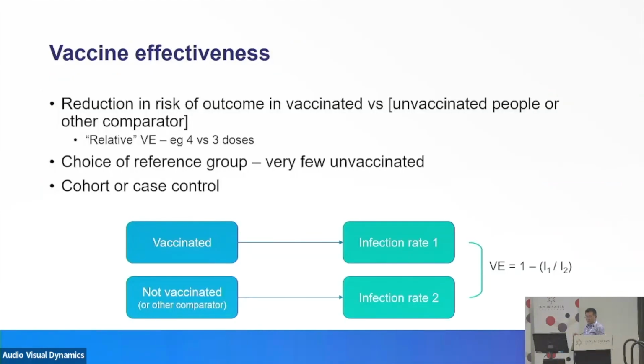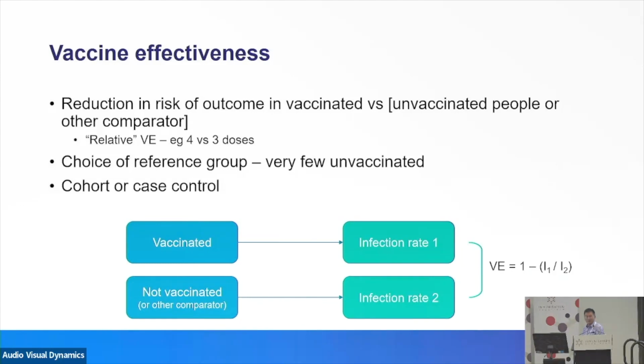Vaccine effectiveness, obviously, is the reduction in the risk of outcome. You can either do it as a case control study or a cohort study. The idea is that you have a group that are vaccinated and a group that are not vaccinated, or some similar comparator group, and you measure their infection rates, and then the ratio of that reflects their vaccine effectiveness. The first point here is that the choice of a reference group is now becoming quite important.